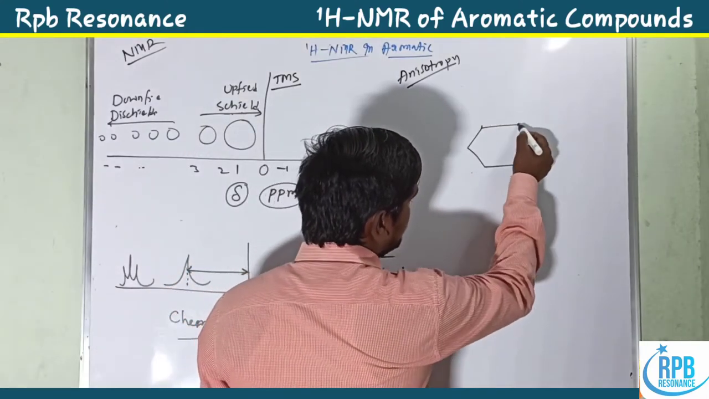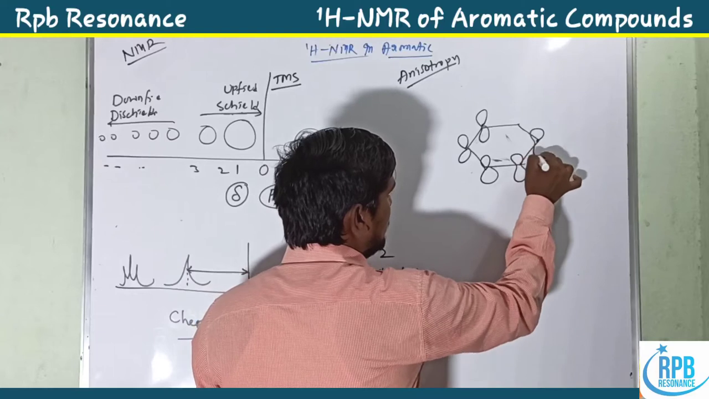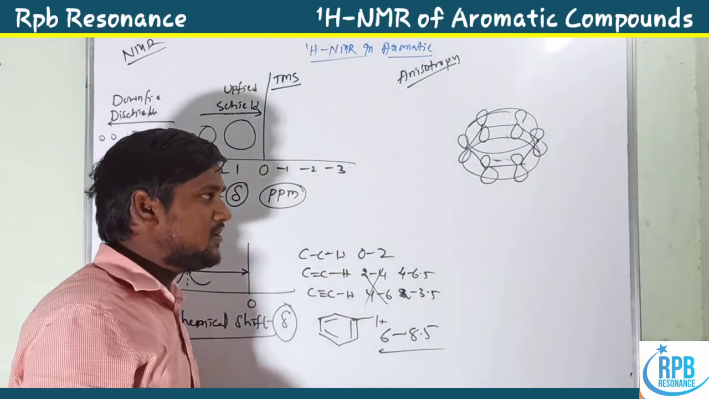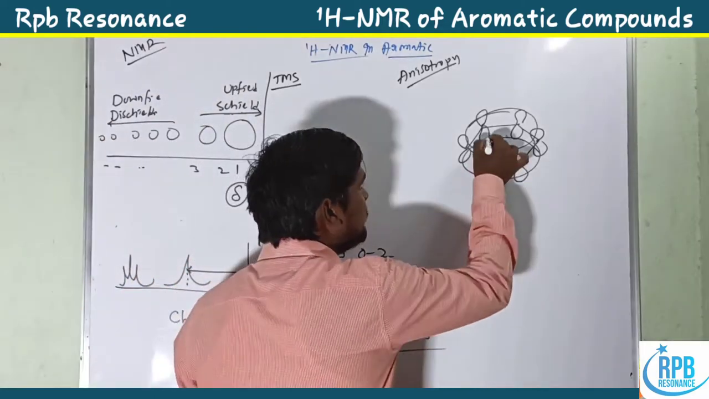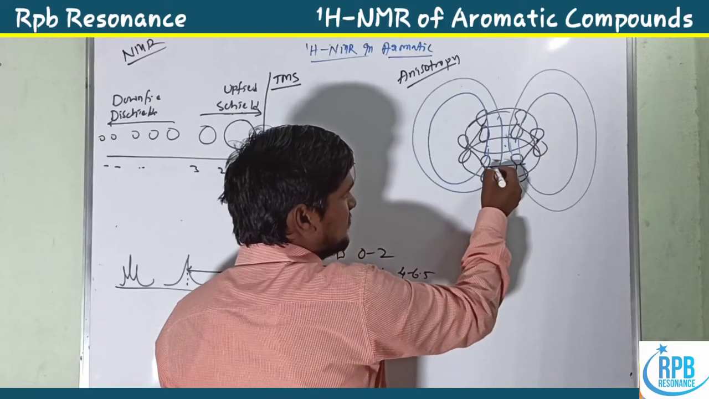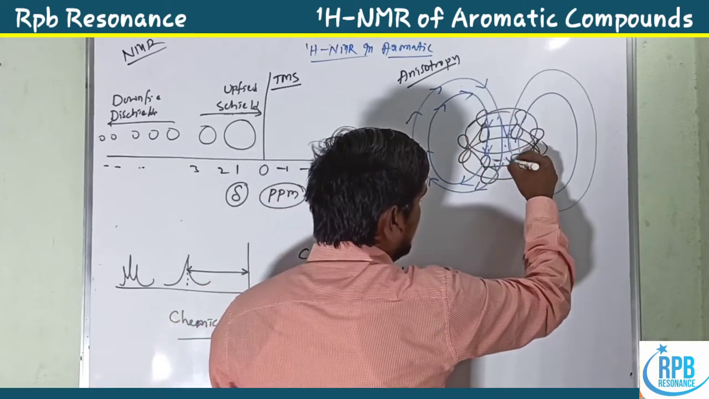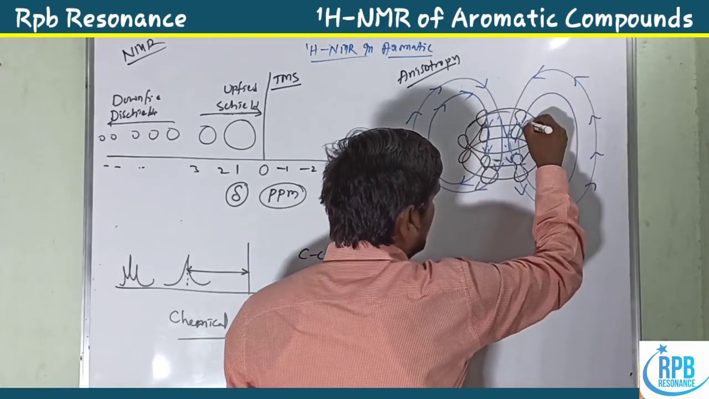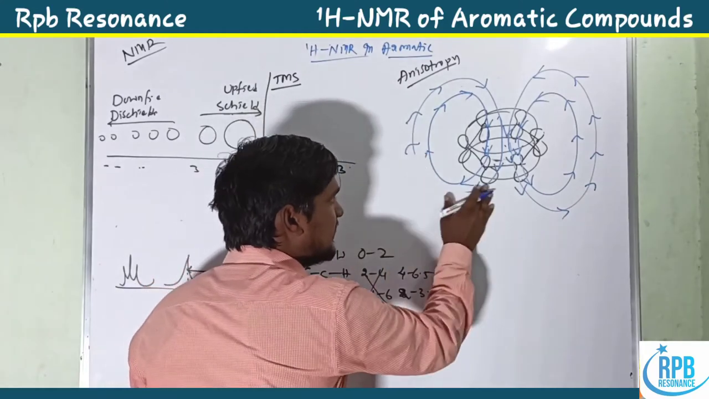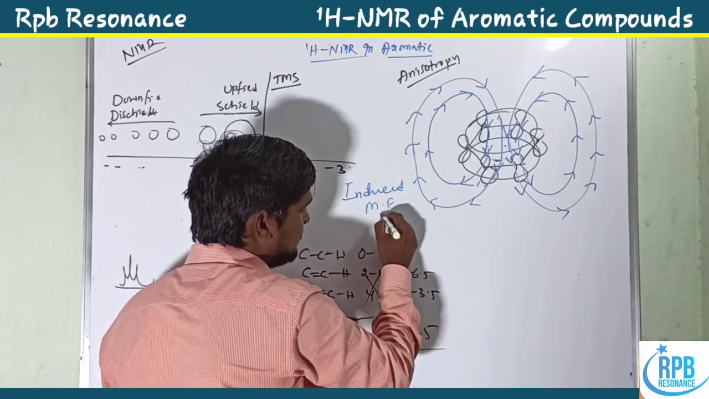This is benzene, with double bonds, which are nothing but pi electron p orbitals. Here the pi electrons delocalize, so this is the circulation of pi electrons. The circulation of pi electrons produces a second kind of magnetic field. This is the direction of the magnetic field. This second kind of magnetic field is called the induced magnetic field, simply represented as HI.